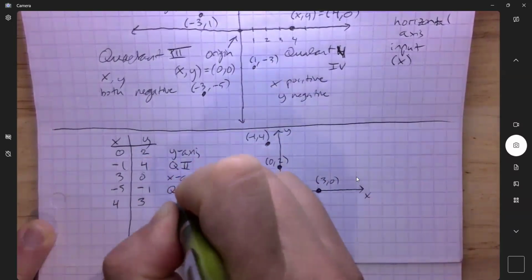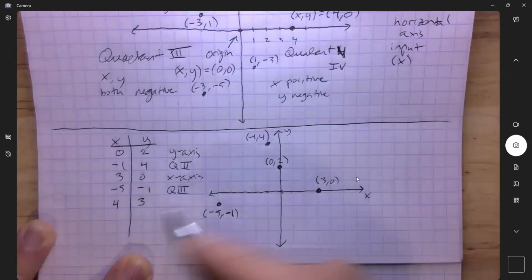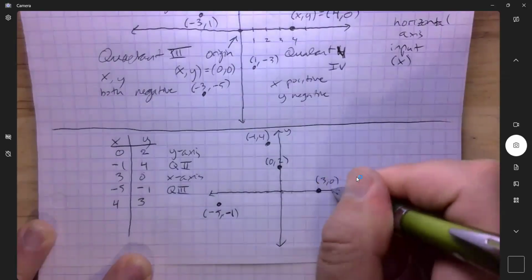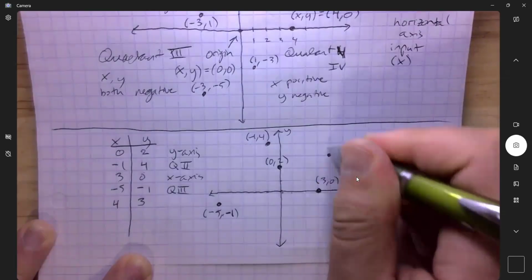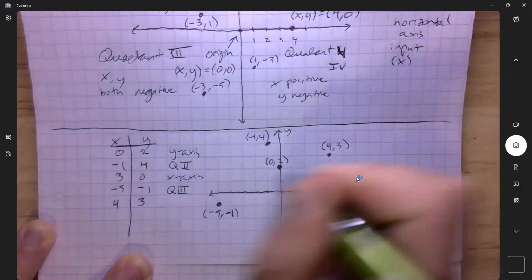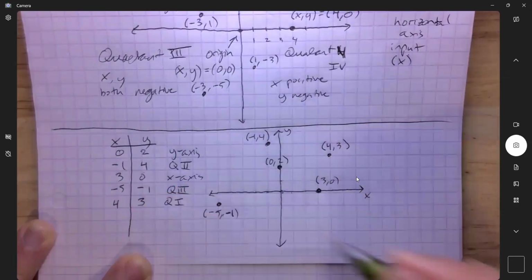Means we're in quadrant 3 and 4. 1, 2, 3, 4. 1, 2, 3. Right there. Means we're in quadrant 1.